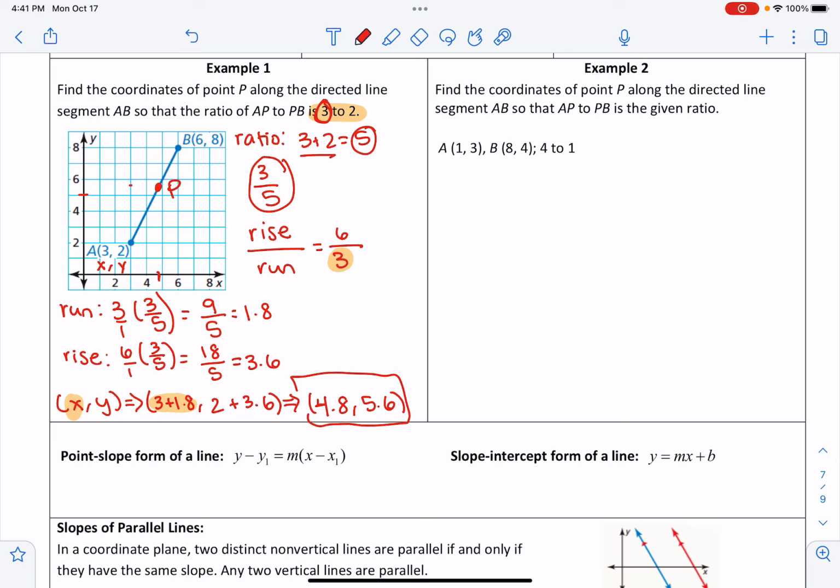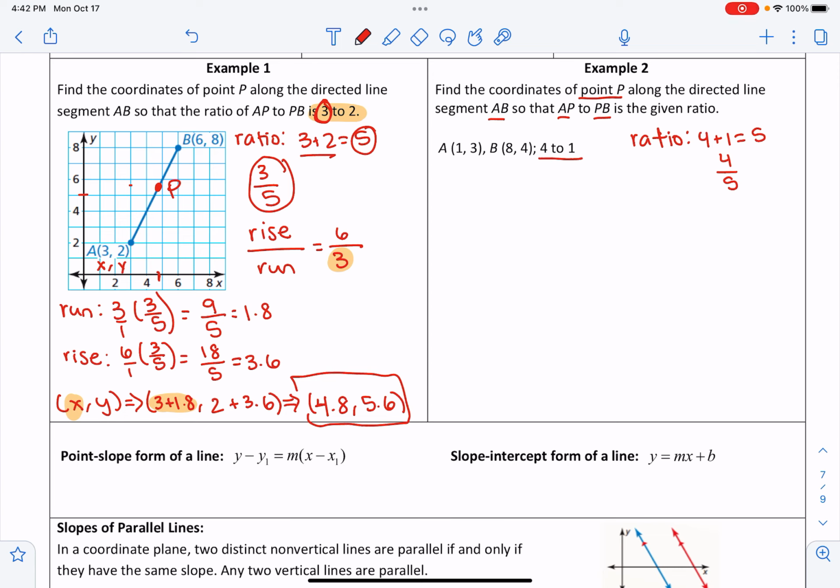Okay, so we're going to do this again. Find the coordinates of point P along the directed line segment AB so that AP to PB is the given ratio. The given ratio is 4 to 1. So finding our ratio, 4 plus 1 is 5. We want it 4 to 1, so we want it 4/5. All right, so we're going A to B.